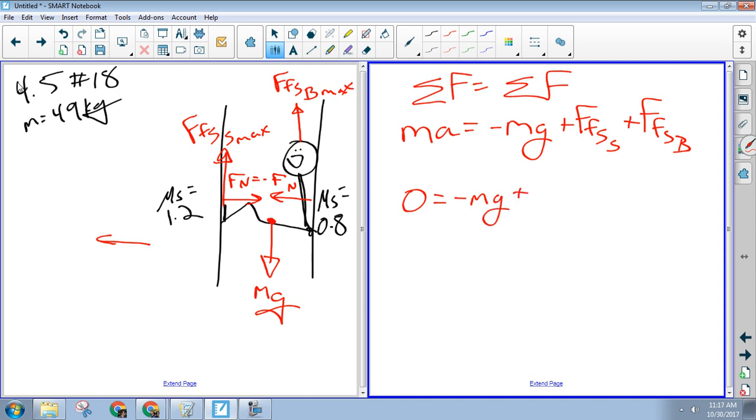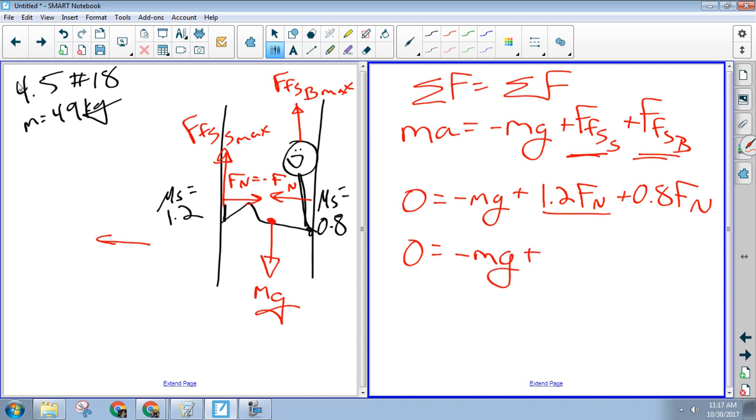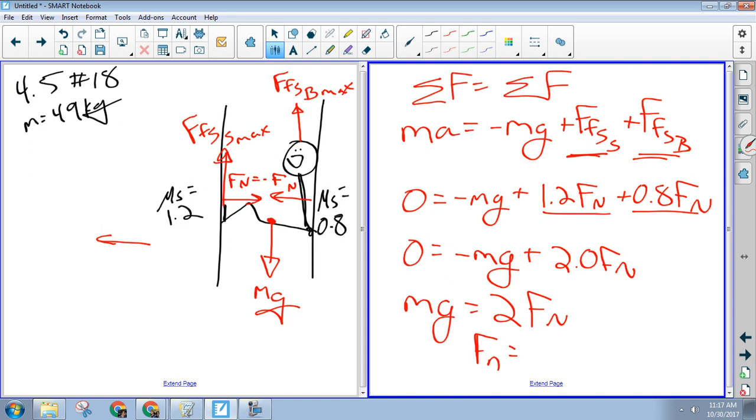And then our forces of static friction are the max, right? So this one is going to be 1.2 times the normal force, and this one is going to be 0.8 times the normal force. So you get 0 equals negative mg plus 1.2 Fn plus 0.8 Fn, which is 2.0 Fn. So you get mg equals 2 Fn, which means Fn is half of the weight. I think that was all we needed to do, was find that normal force. So if you solve that, it ends up giving you 240.1.